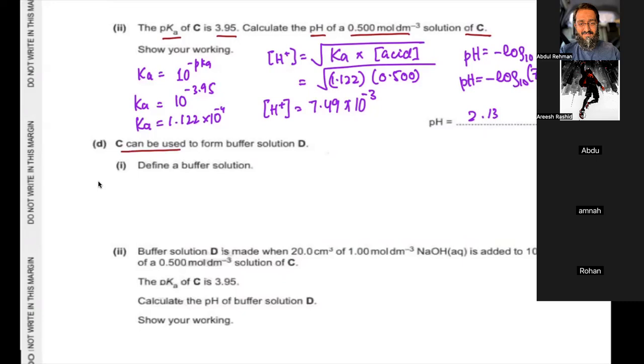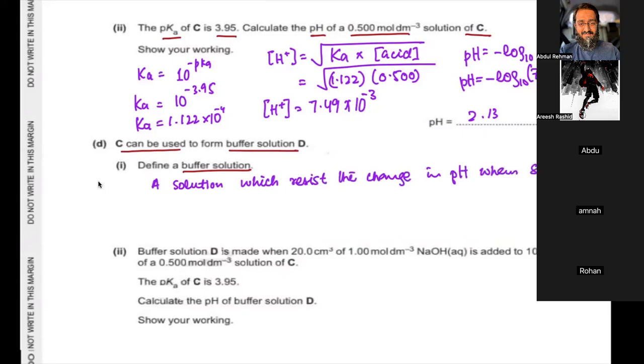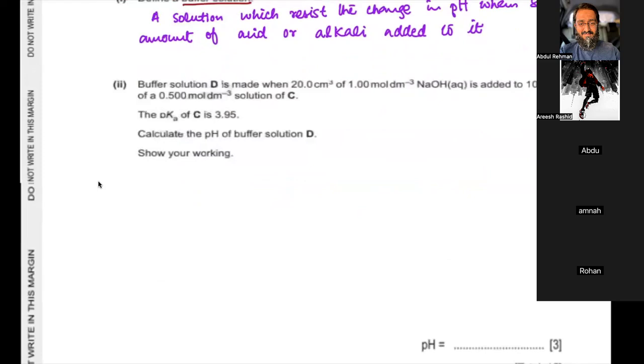C can be used to form buffer solution D. Define a buffer solution. So its definition, I hope you all remember, is a solution which resists the change in pH when a small amount of acid or alkali is added to it. Okay. Now, next part.